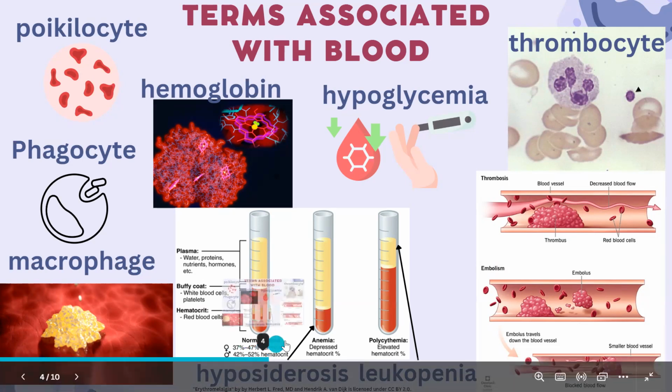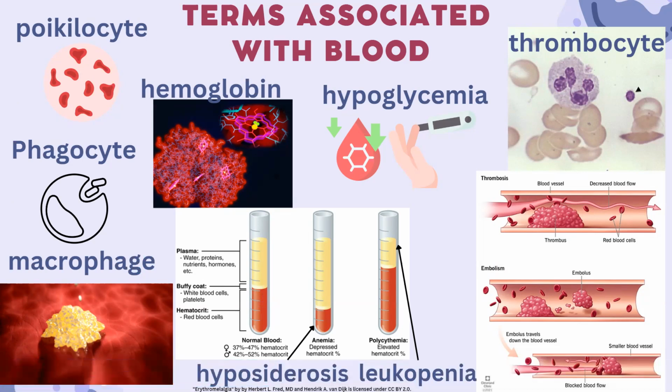So underneath here, it just is pointing out that there is a different normal percentage for males and females. So males have a little higher blood volume, so they should have a bit higher percentage of red blood cells. You see the Buffy coat there, that's our white blood cells and platelets, just a small percentage, and then plasma is our fluid portion.